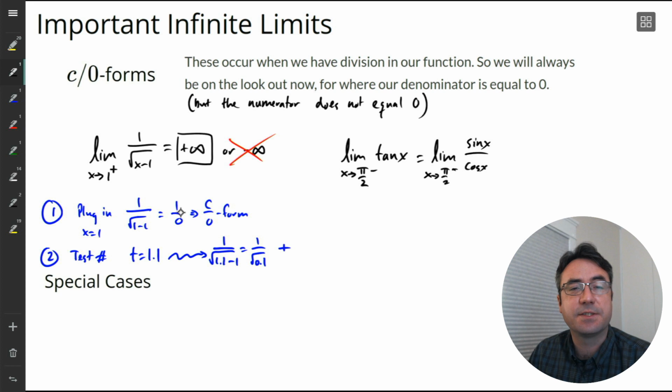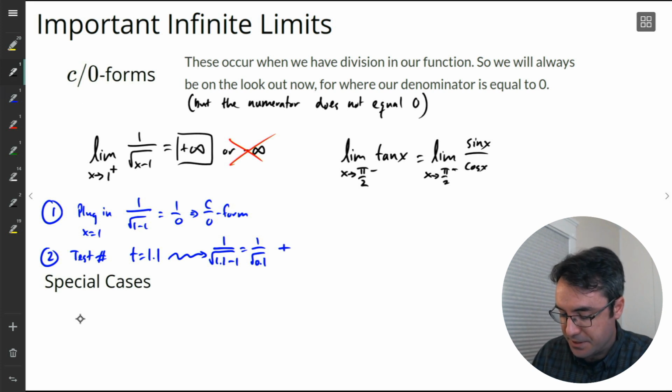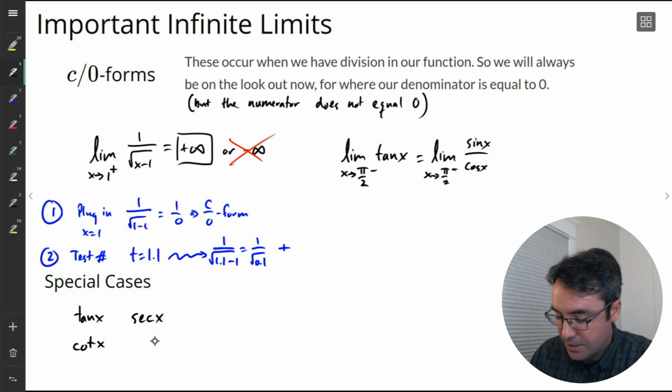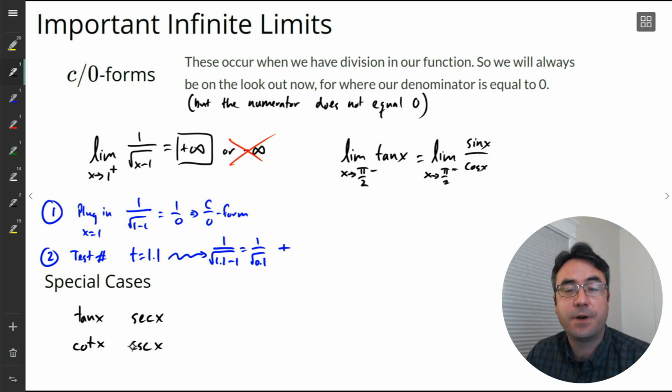And you could run through the same process. Plug in pi over 2 to show that this is a C over 0 form, and then use test numbers to figure out if it's positive infinity or minus infinity. So you would go through the same process. So these infinite limits, most of the ones that we see, are going to be of this form. So the special cases: tangent x, secant x, cotangent x, cosecant x. All of those trig functions have vertical asymptotes, so they have these infinite limits. And you can do this type of work to show it.